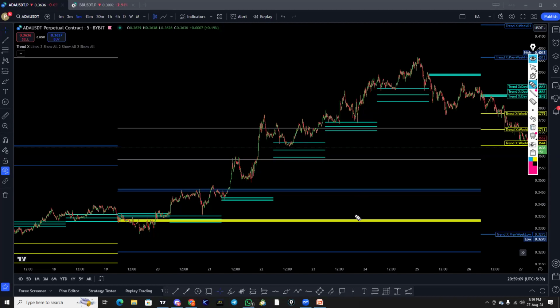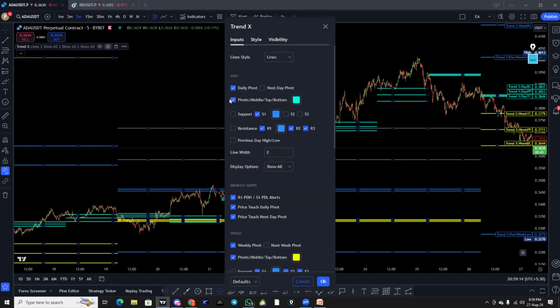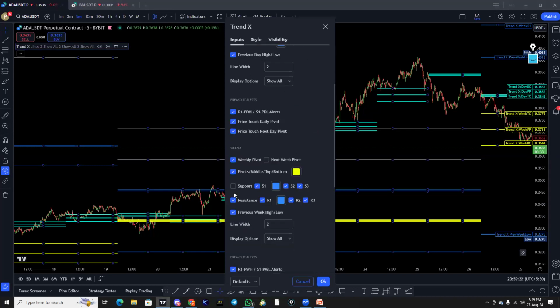We have different targets, right? What I'm showing you now is the weekly targets. So we have different daily targets. I'll just go and show you the daily targets. Now I'll add the support and resistance here. I'll now uncheck the weekly targets.